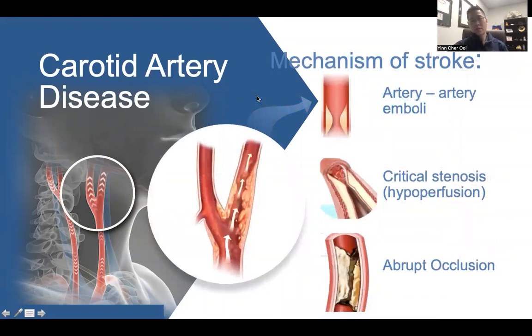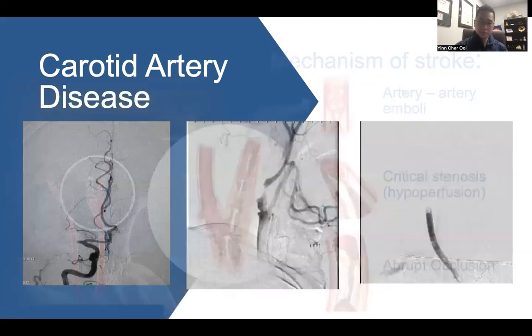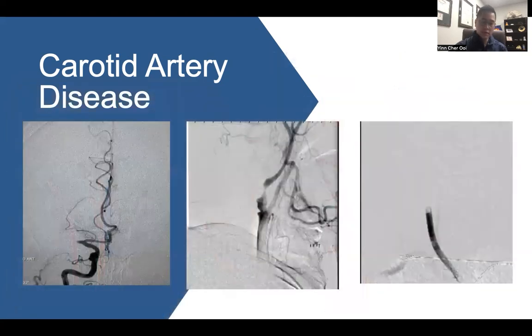Carotid artery disease has been known to cause ischemic strokes via several different mechanisms, the most often being the artery-on-artery emboli. Severe or critical stenosis can also cause hypoperfusion strokes in the watershed territory, especially during episodes of significant blood pressure fluctuations. Ischemic strokes can also occur if there's an abrupt occlusion of an ulcerated plaque. These are some angiographic representations of the three different mechanisms that we have discussed.